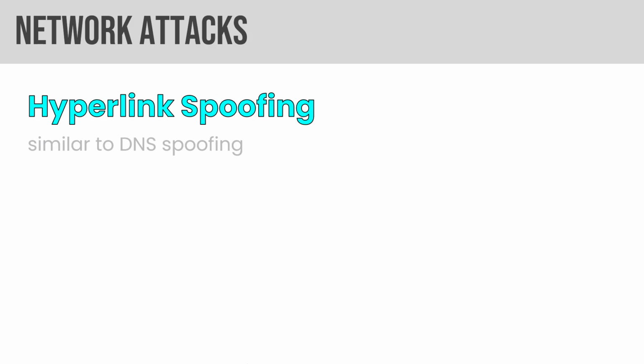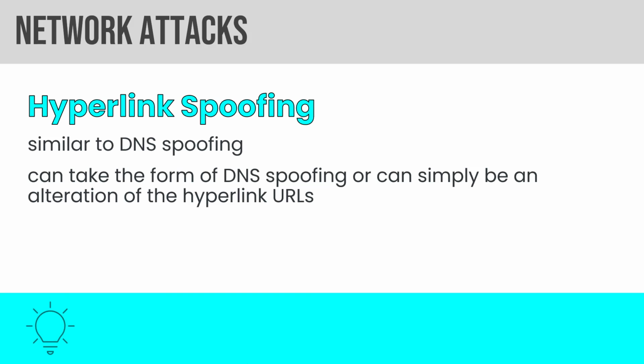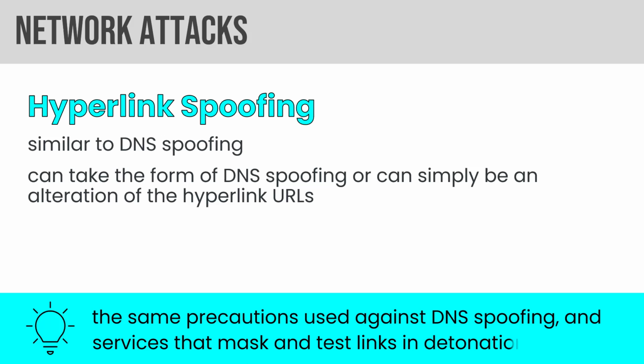So hyperlink spoofing. This is similar to DNS spoofing. It can take the form of DNS spoofing or can simply be an alteration of the hyperlink URLs. And generally speaking, you would use the same precautions for hyperlink spoofing that you'd use against DNS spoofing. Although in the real world, we also see cloud services that will mask the URLs in emails and even in Office apps and test those links in a detonation chamber to ensure they're safe. That's what we see in the real world, but for the exam, know that the same precautions you use against DNS spoofing would apply to hyperlink spoofing. I just wanted to throw a bit of real world in there in case it comes up in 2021.